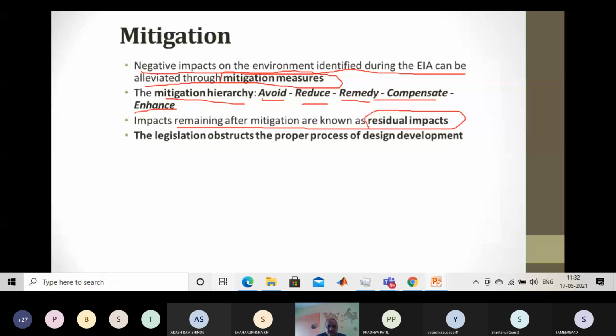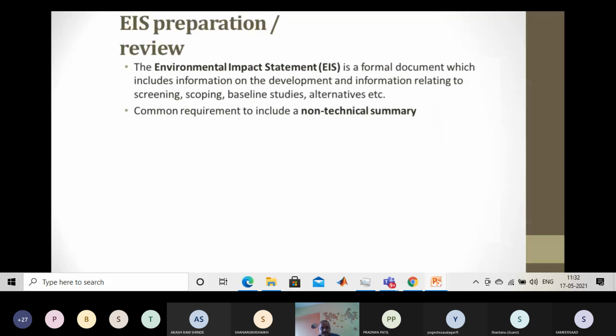So legislation obstructs the proper process of design and development. So this way the mitigation steps are there: avoid, reduce, remedy, and compensate and enhance. The mitigation is also an important aspect. Once you understand the impact, then we can go for the mitigation.